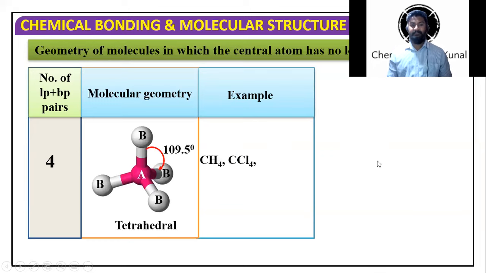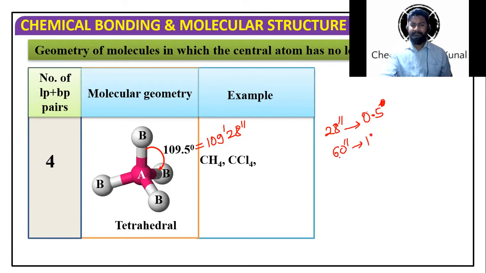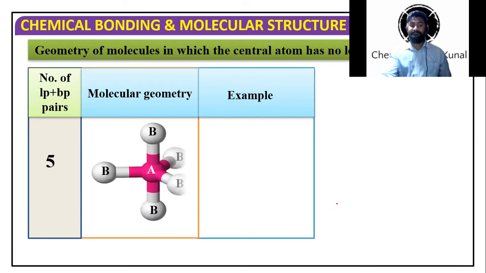Tetrahedral. Bond angle 109.5. Sometimes you might see that written as 109 degree, 28 minutes. Don't get scared of that. 28 minutes is same as saying half degrees. Why? Because 60 minute is 1 degree. So 28 is almost half. Yeah. Good.